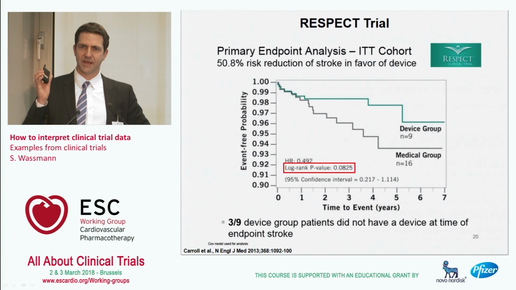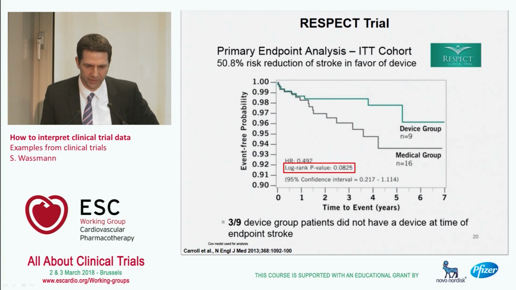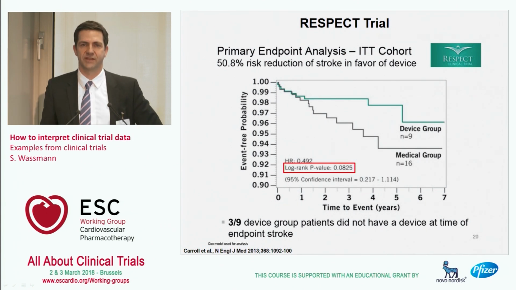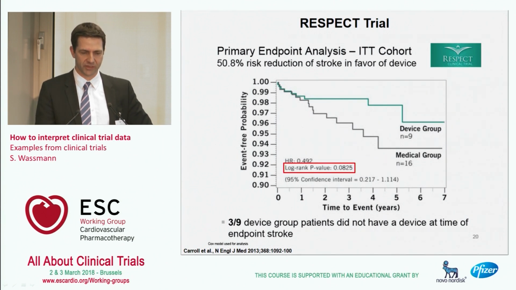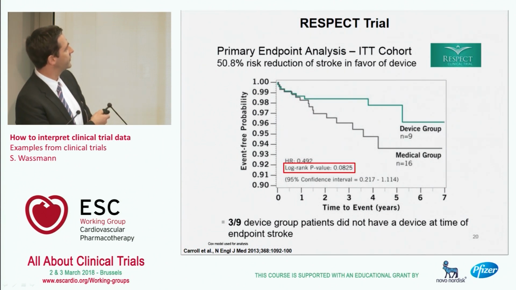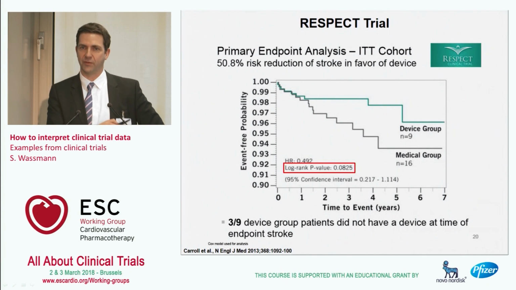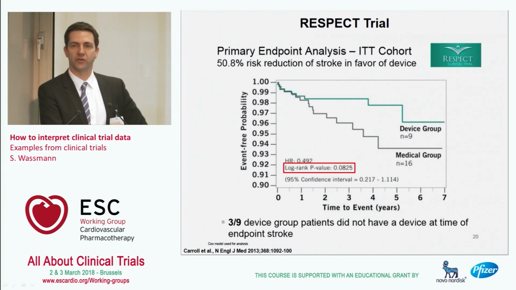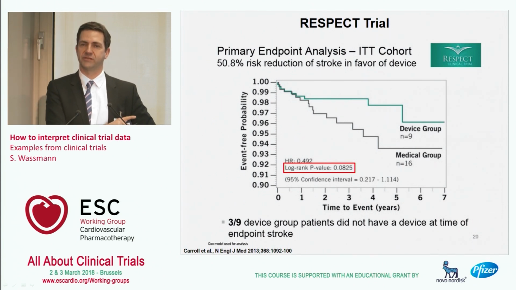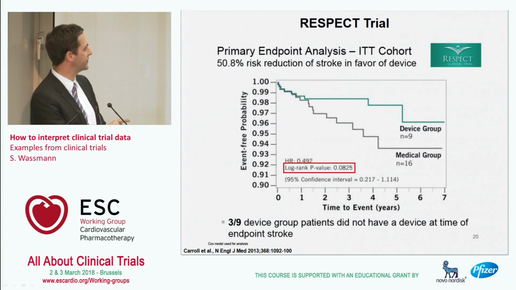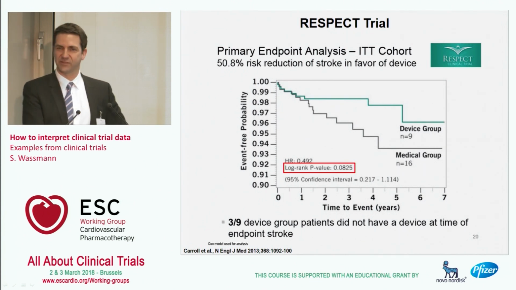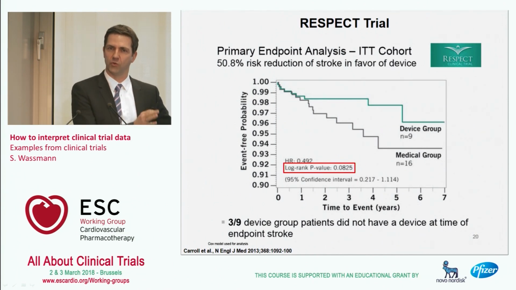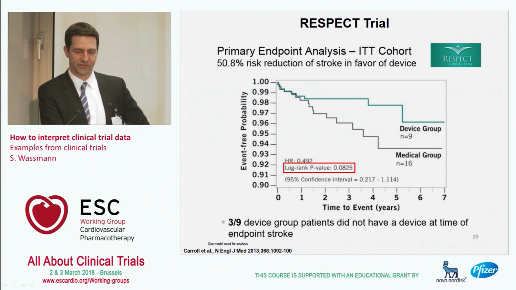Now, this is the outcome. As for all trials, intention to treat is there to test for superiority. So when you look at this, 50% relative risk reduction for the endpoint of stroke, okay? But look at the p-value 0.08, so not statistically significantly different. Look at the number of endpoints, 9 versus 16, okay? So a low number of endpoints, so I have to say that.